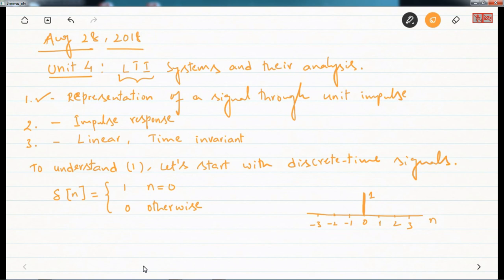This is your unit impulse, right? So, for example, if we are given a signal x of n, we want to express this x of n as a linear combination of scaled and shifted impulses. So let's see that. Consider the following x of n.